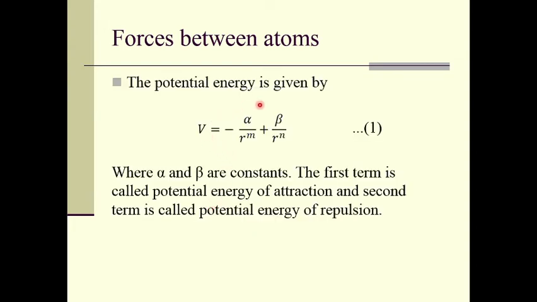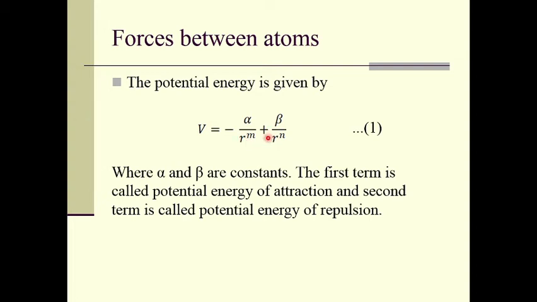Now, the potential energy is given by V equal to minus alpha upon R raised to m plus beta upon R raised to n. This is the potential energy function where alpha and beta are constants and R is the interatomic separation. The first term is called the potential energy of attraction. We have already studied that the potential energy of attraction is negative, right. So minus alpha upon R raised to m is the potential energy of attraction.